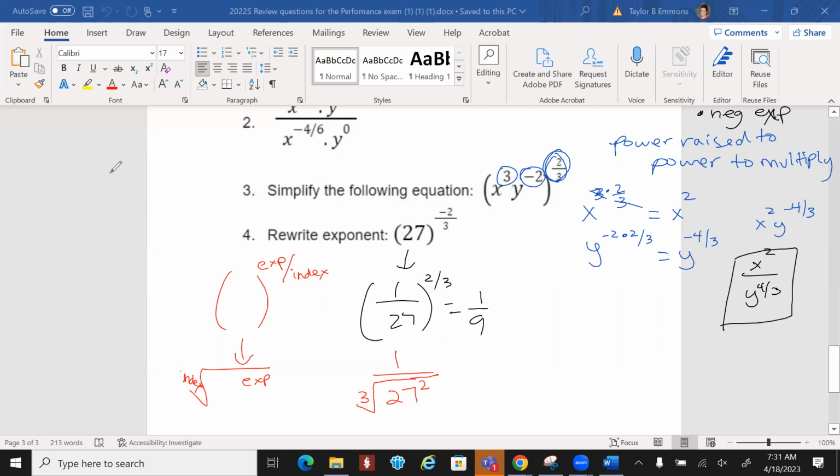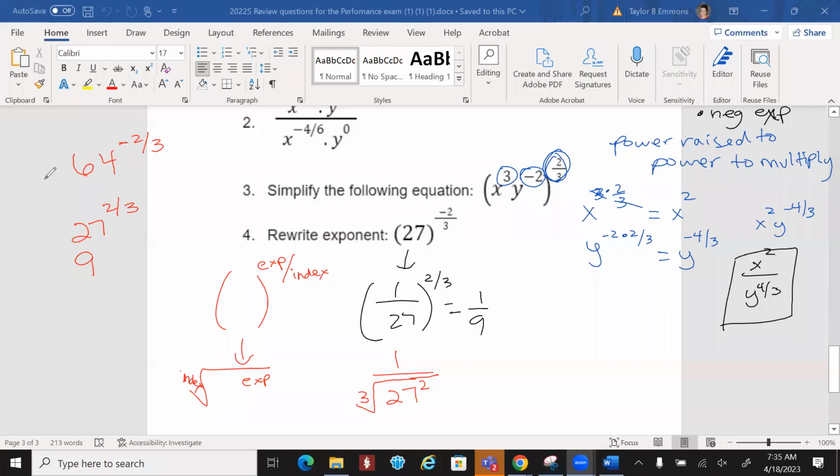Can I use a positive number as a numerator? If this was just 27 raised to the 2/3, this will give me 9. So if the original problem was 27 raised to the 2/3, this would give me the same thing I got right here, except 1 would not be in the numerator. So this would just be 9. Notice how I flipped it?